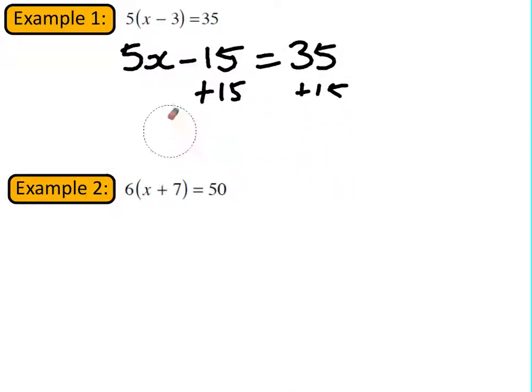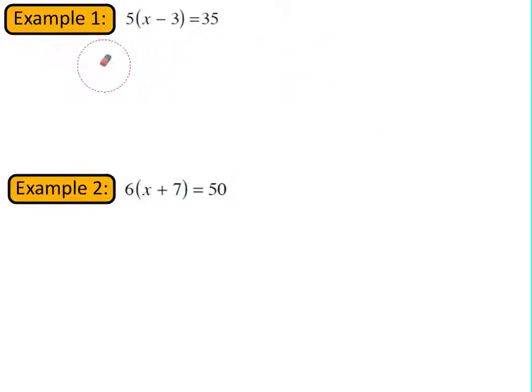Now, having another look at it, another way we could do it is if we spot that 35 is directly divisible by 5. We could start, rather than multiplying it out, by dividing both sides by 5. If we do that, we'll cancel out the timesing by 5, leaving us with just x minus 3 on the left-hand side. And dividing 35 by 5 will give us 7.